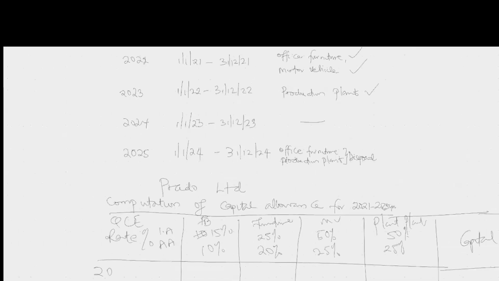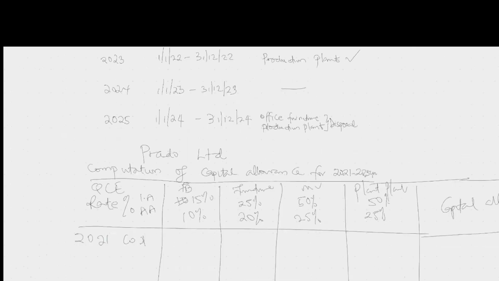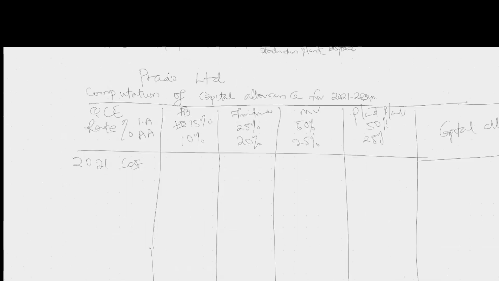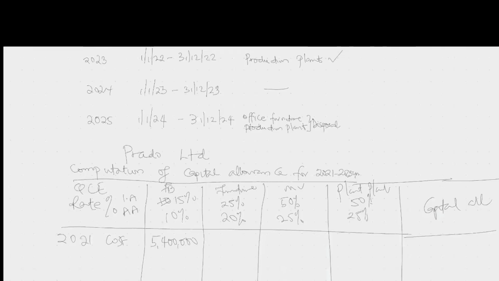Costs. What is the cost of the asset we acquired in 2021? 5.4 million. Thank you. Did we acquire any asset this year? No. So on that asset that we just acquired, we'll calculate initial allowance of 15%.